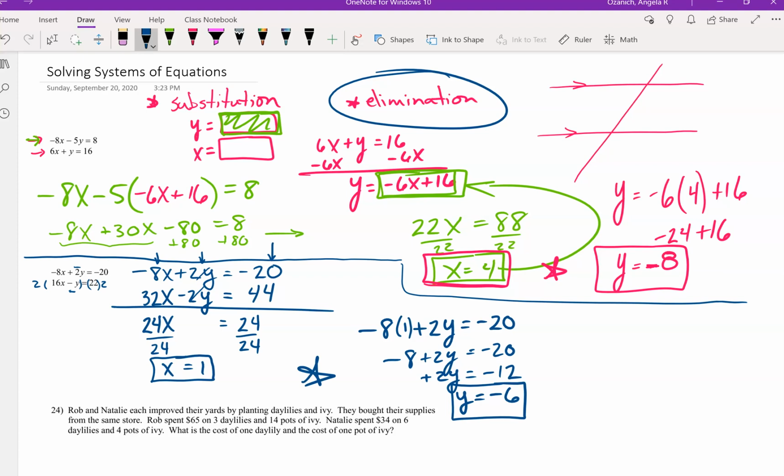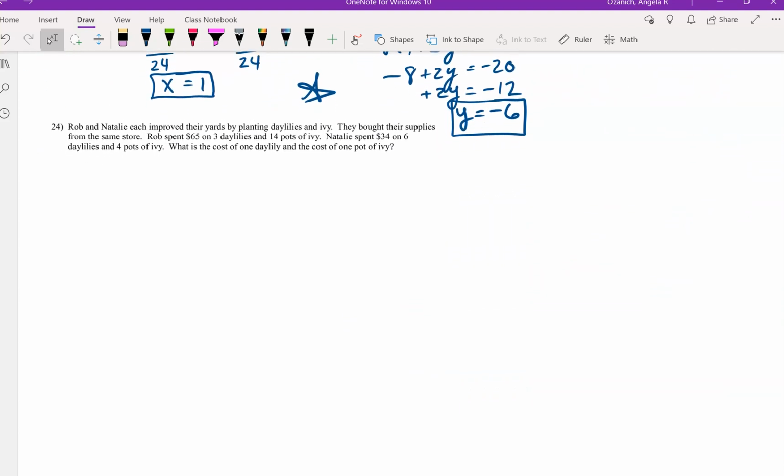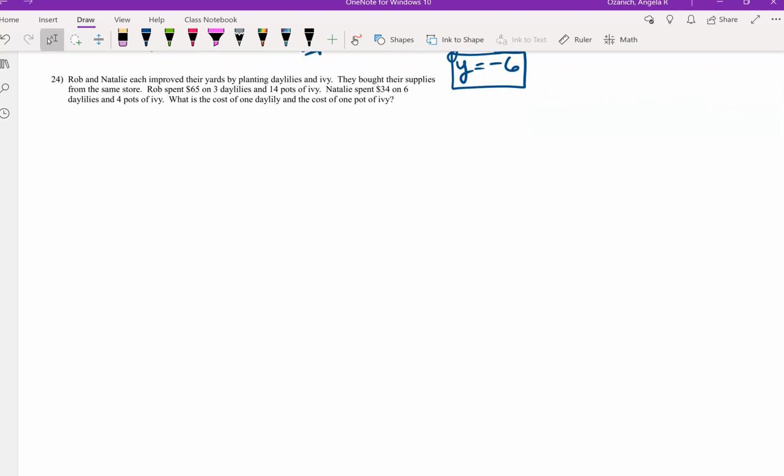Okay. Hoping those examples kind of restart your brain on solving systems of equations. And let's tackle one more here, which is a story problem, before we call it a day. So I'm going to scroll this up a little ways here, and we'll read this one together.